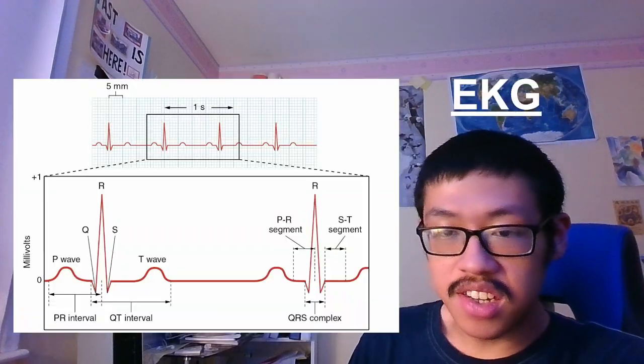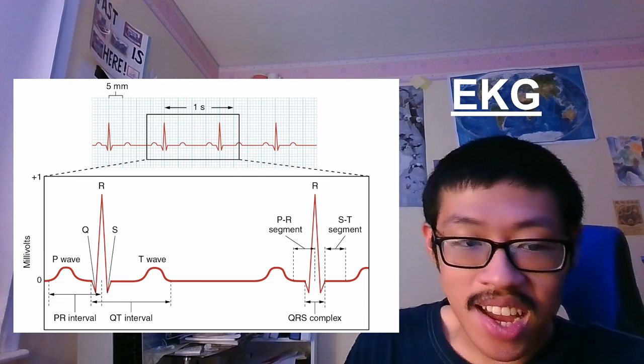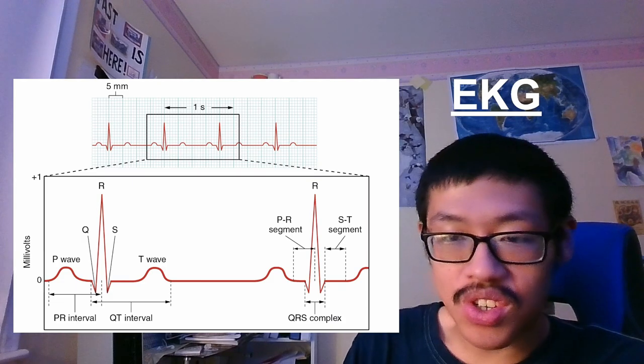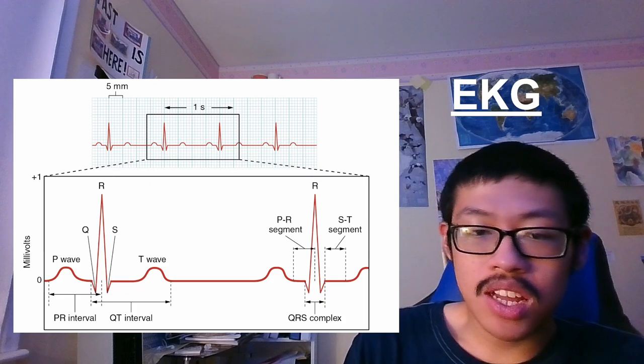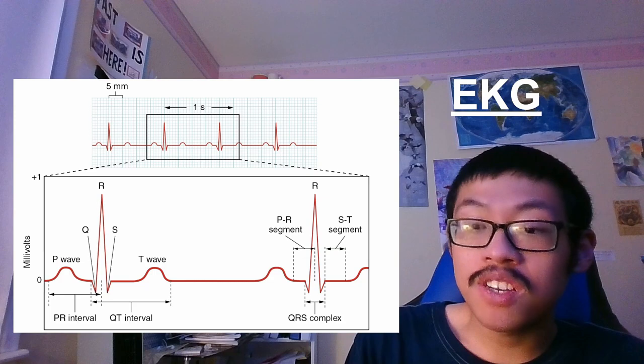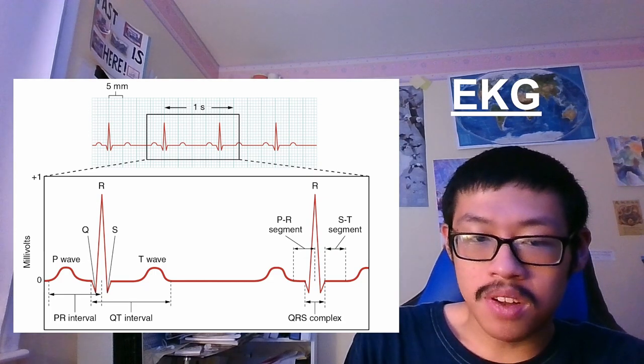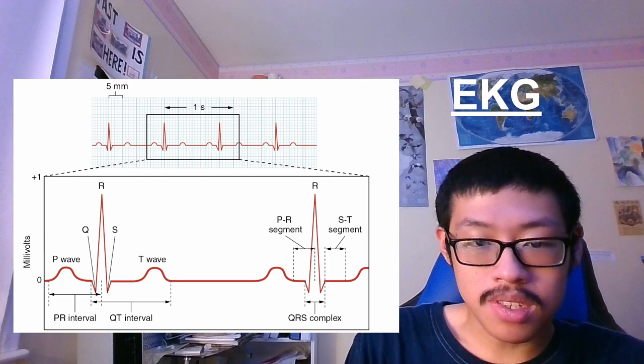An EKG, or an electrocardiogram, sometimes called an ECG, is a record of your heart's electrical activity. It's often measured at the hospital with the electrodes that they place all over your body, and it gives medical professionals info on the heart's activity. Each spike corresponds to a change in the potential of the muscles of the heart.